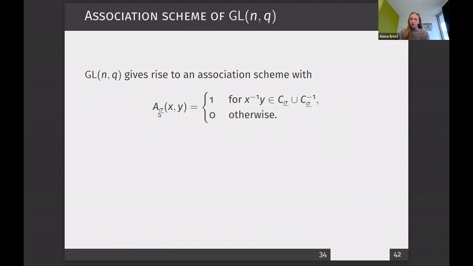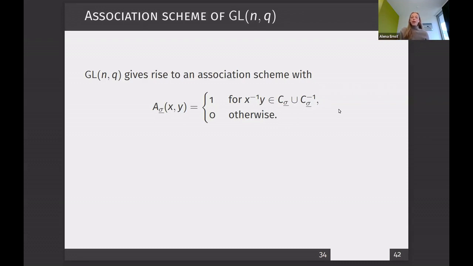Now they're indexed by the partition valued functions, since they correspond to some conjugacy classes. But here we now take the union of two conjugacy classes, differently from the symmetric group case. The reason is that in the finite general linear group, whenever x^{-1}y is contained within a conjugacy class, it is ensured that y^{-1}x lies in the same conjugacy class. So in order to get our undirected graph for the association scheme, we have to take the union of the conjugacy class and its inverse.